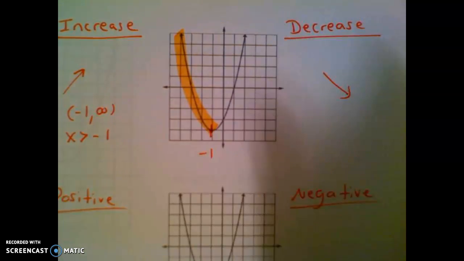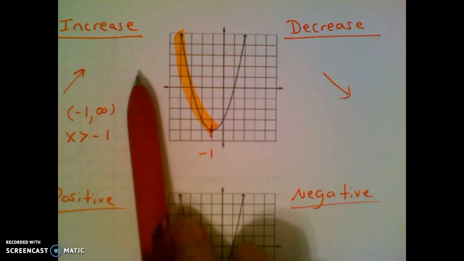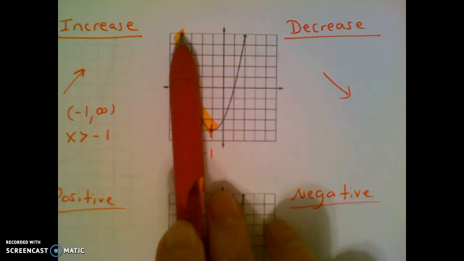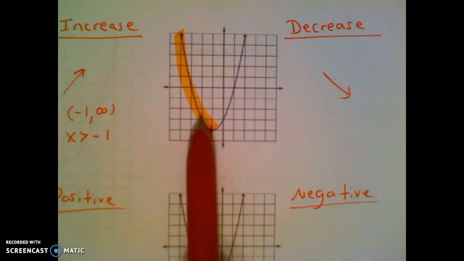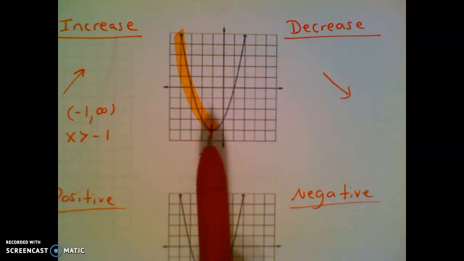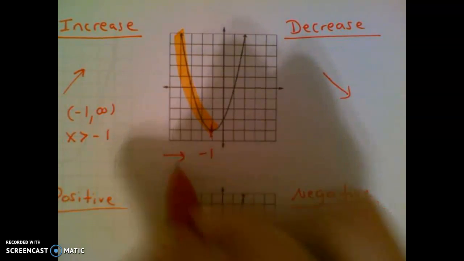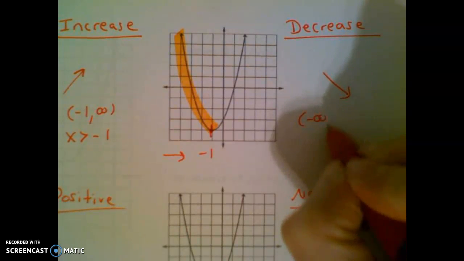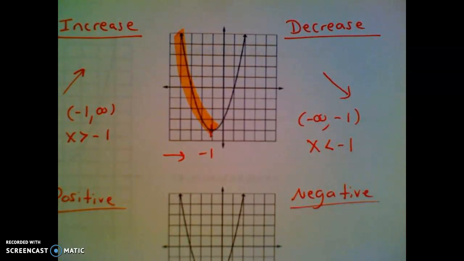Still the same value as the previous one, but it's decreasing from this left side going over. So if I'm over here at -4 or whatever, I have this value here. If I go to -3, then I'm at 0. -2, then I'm at whatever. -1, I'm at whatever. But as soon as I go to the next value, it's increasing again. So my decreasing stops here. So it's actually coming from the left. So that's going to be -infinity to -1, or x is less than -1.